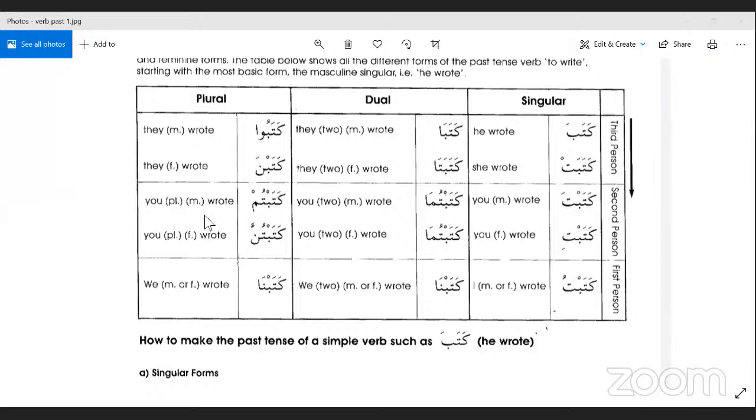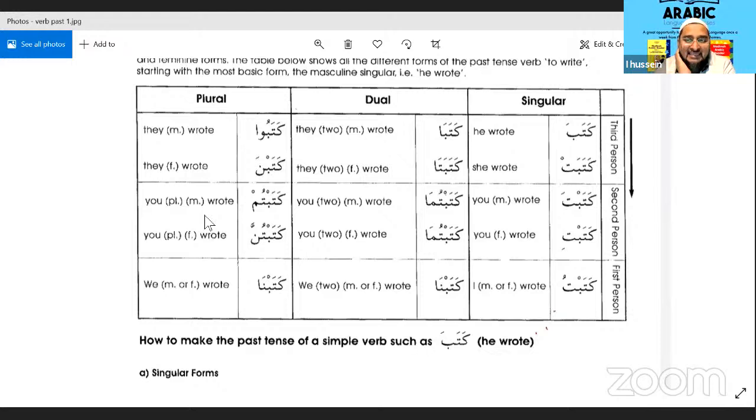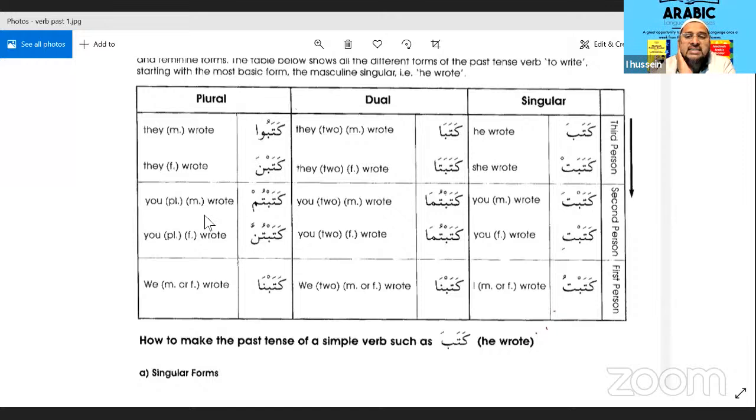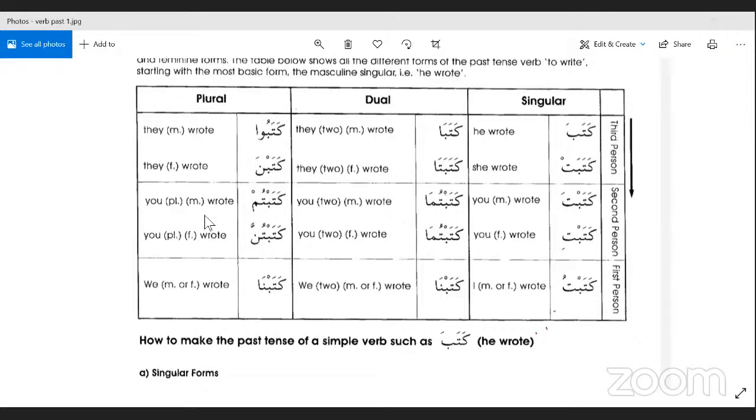I want you to do all the 14 now. I want you to do the verb kharaja. He exited. Kharaja, kharaju, kharajat, kharajata, kharajatan, kharajna. Correct.